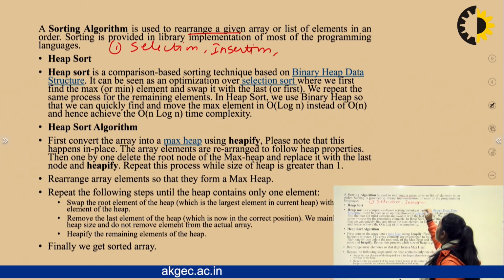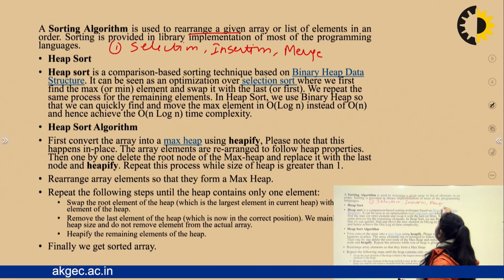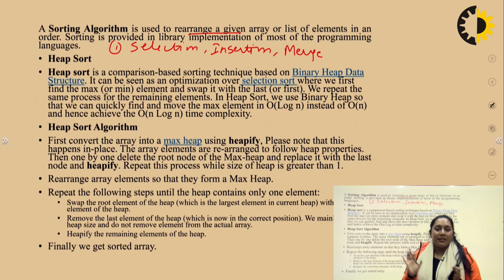Next we have merge sort. Merge sort is based on the divide and conquer algorithm, right? First we divide the elements, then we conquer them one by one, and after sorting the elements on the left side and the right side, we merge those elements, right?